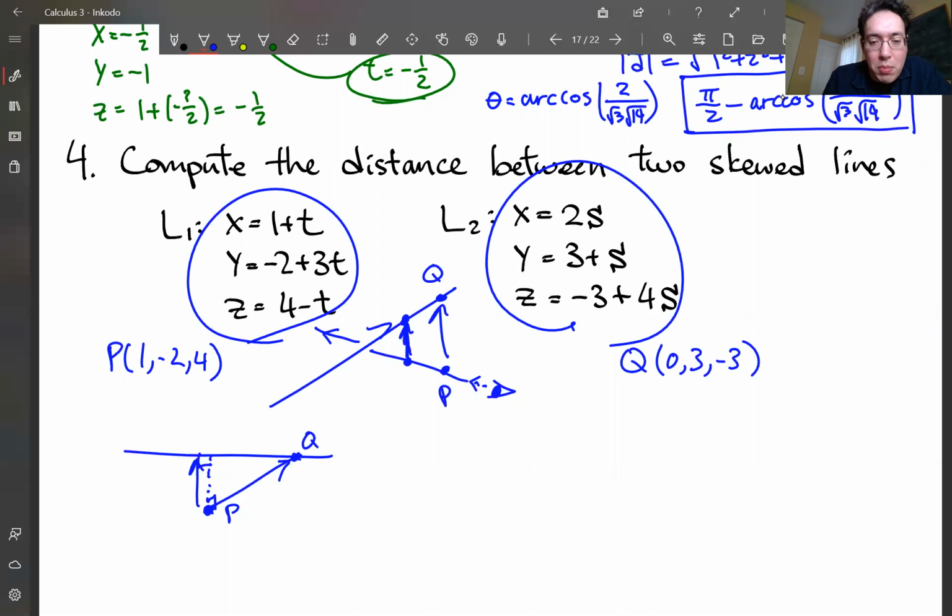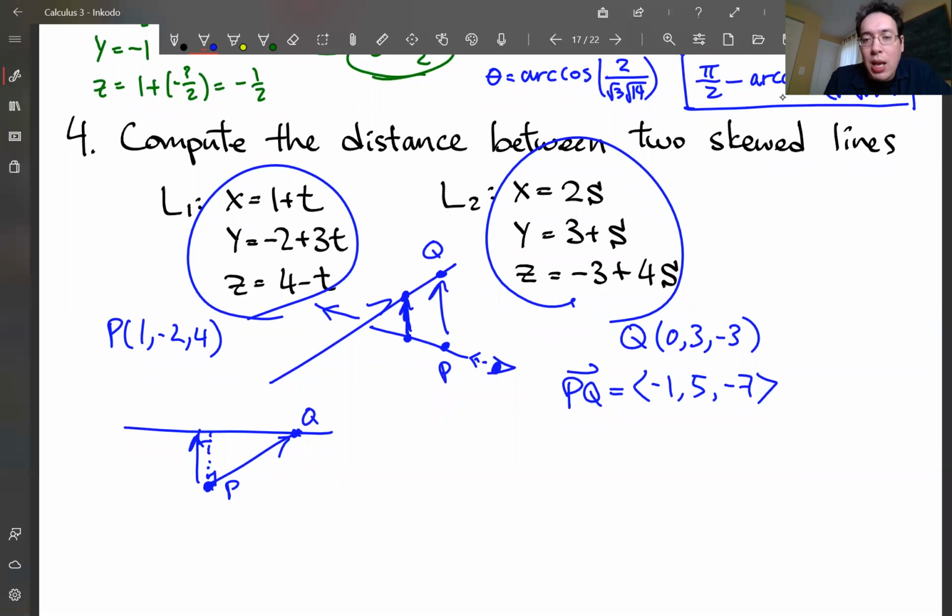I drew this line PQ. So I'm going to take the coordinates of Q and subtract the coordinates of P from it. So 0 minus 1, 3 minus -2, and -3 minus 4 is -7.